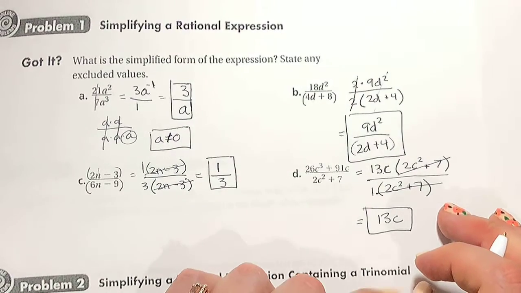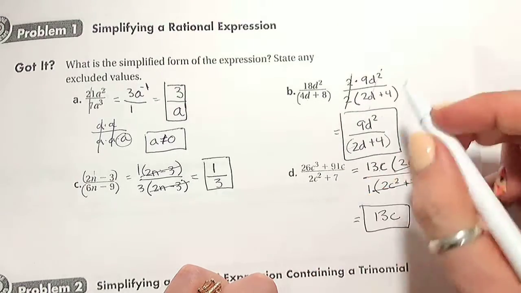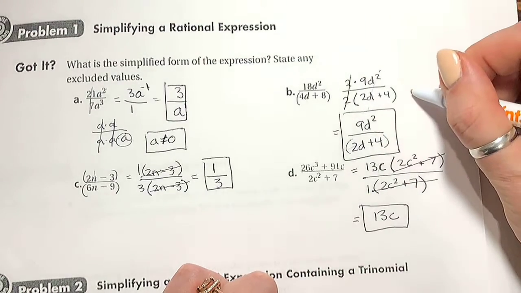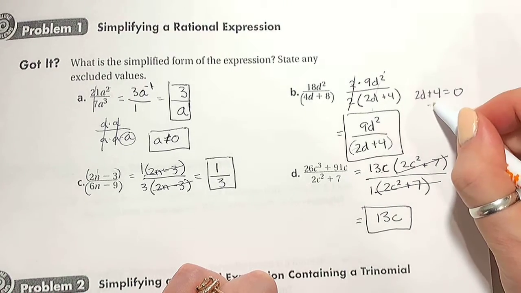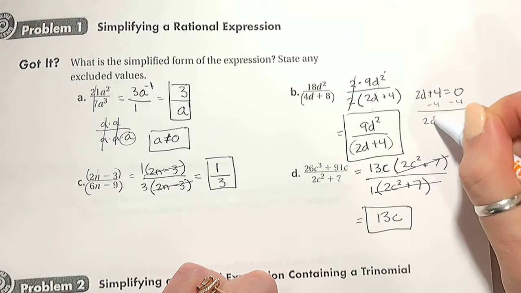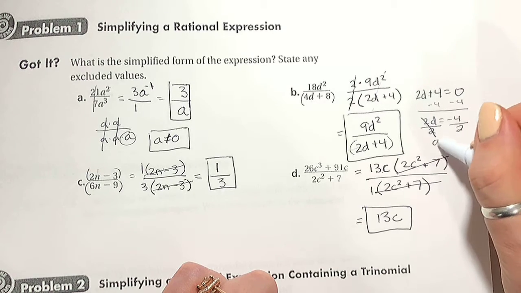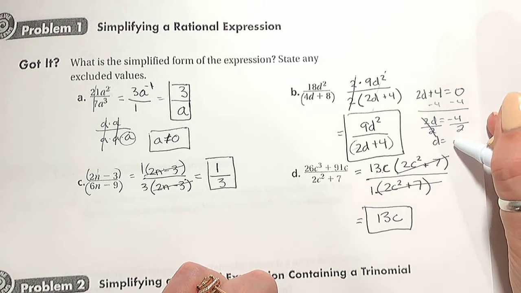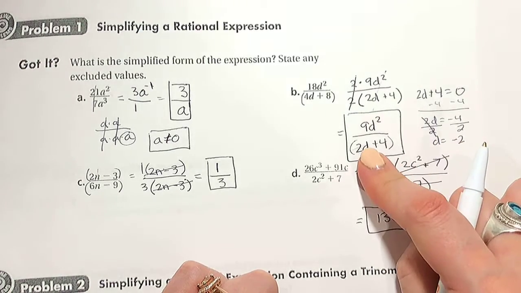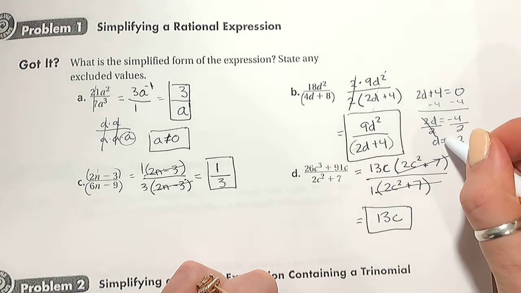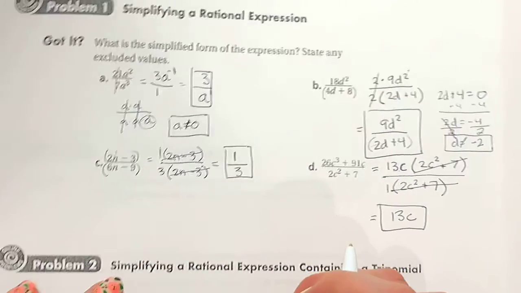And I just realized I forgot to do the excluded values on B, C, and D. So let's go back to part B and do the excluded value. So again, you're going to take that denominator and set it equal to 0. Because we want to know what number is going to make that denominator equal 0, because that's a bad thing. So first subtract the 4 over and then divide by 2, and you get -4 divided by 2 is -2. So what that's saying is if I plug -2 into my original problem, we're going to divide by 0, which is not allowed. So we're going to say d cannot equal -2. So put that little slash through it.